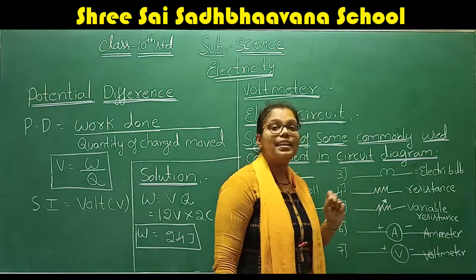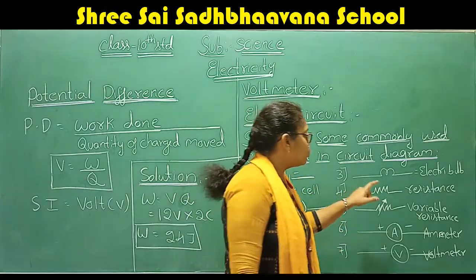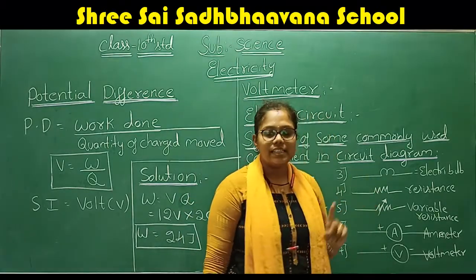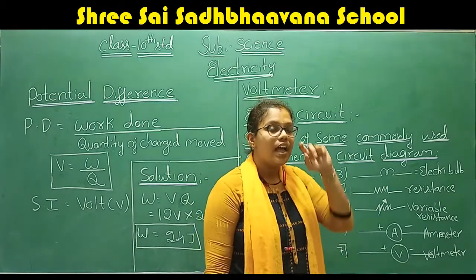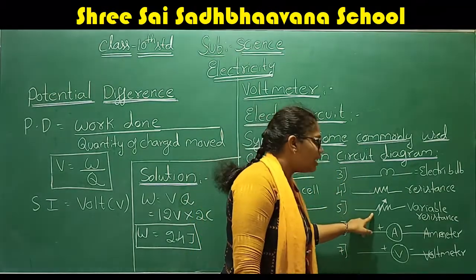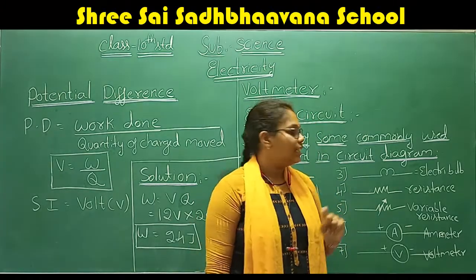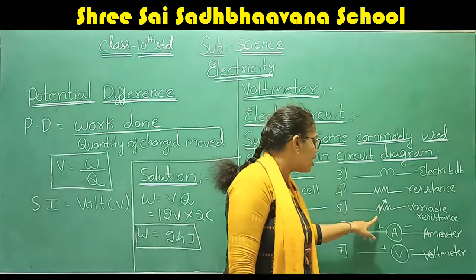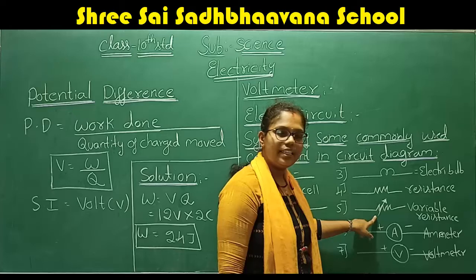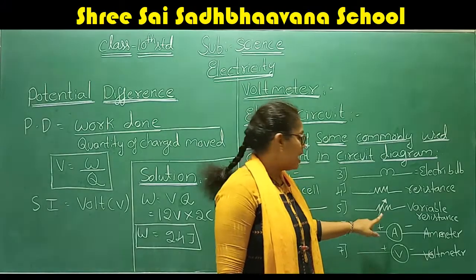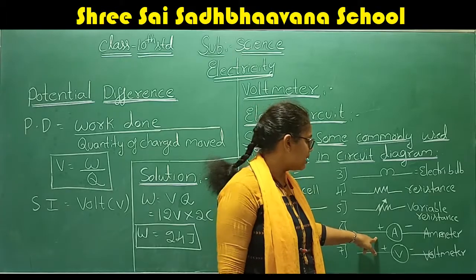This is for the resistance. I will explain what resistance is, every concept. But if you see this type of symbol in the circuit, this indicates the resistance. And this type of symbol indicates the variable resistance. This is resistance. This is the variable resistance. And this symbol indicates the ammeter that we already discussed in the last class.